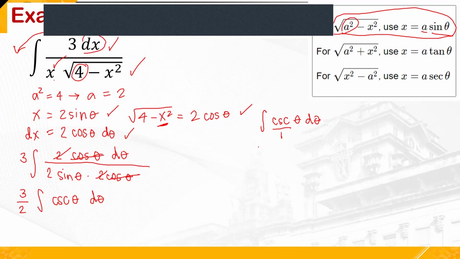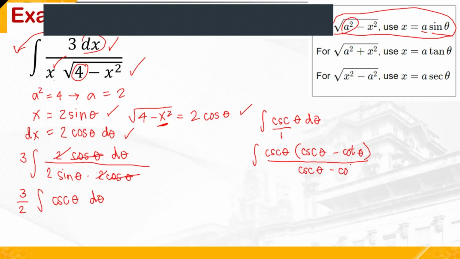understood denominator by the way is 1, we multiply numerator and denominator by cosecant minus cotangent. Okay. So, this will become cosecant theta, and then we have cosecant theta minus cotangent theta. Tapos, syempre, we have to rewrite the cosecant theta minus cotangent theta d theta.